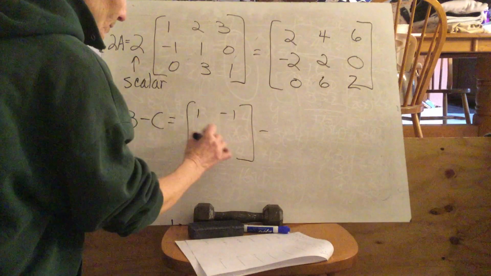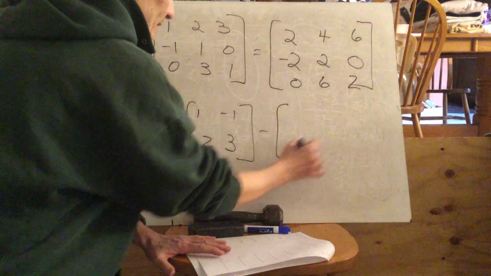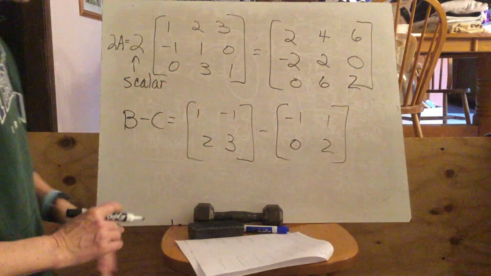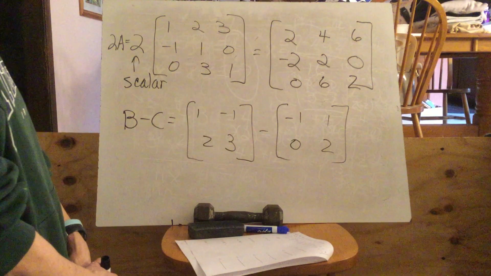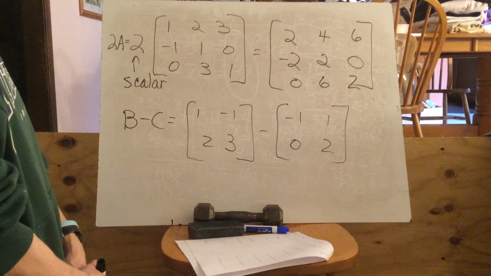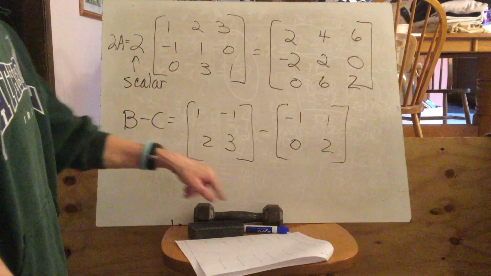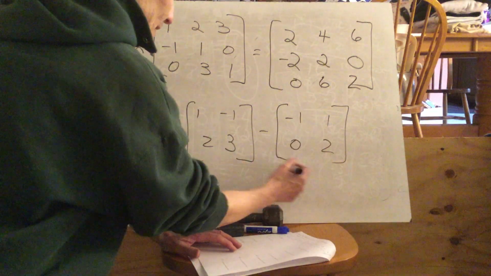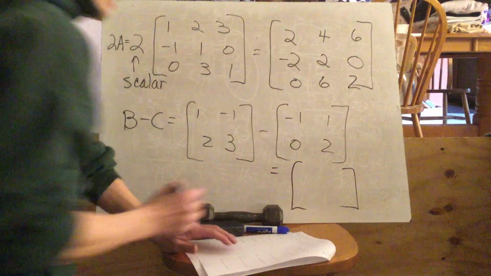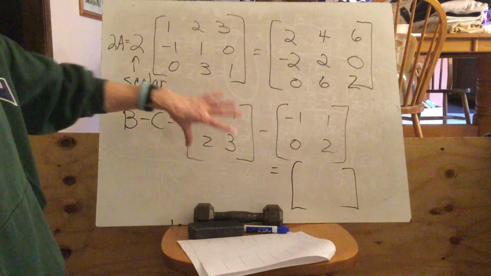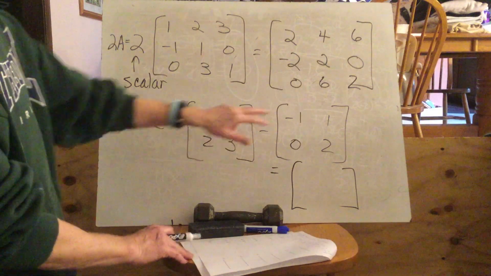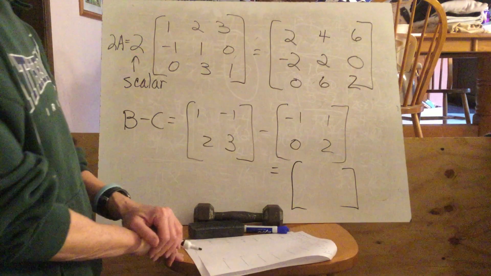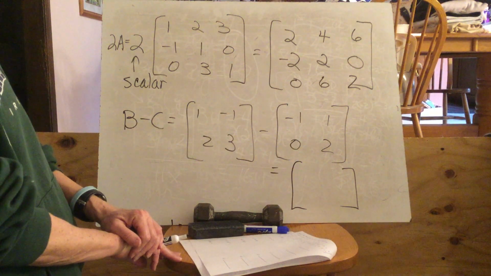So B is 1, negative 1, 2, 3. And we're subtracting C, which is negative 1, 1, 0, 2. So we're doing B minus C. All right, this is matrix B, this is matrix C right off the sheet. Now we're going to subtract them. And we're going to get an answer. First of all, we can subtract because this is a 2 by 2, 2 rows, 2 columns. This is a 2 by 2, 2 rows, 2 columns. So we can subtract them. Remember, your rule for subtraction and addition is they have to be the same size.